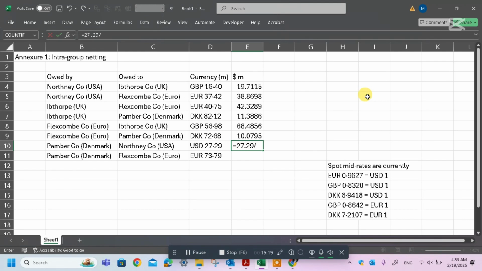27.29 divided by USD rates. So that's USD itself, 27.29. 73.79 divided by, that's euro, 0.9627.